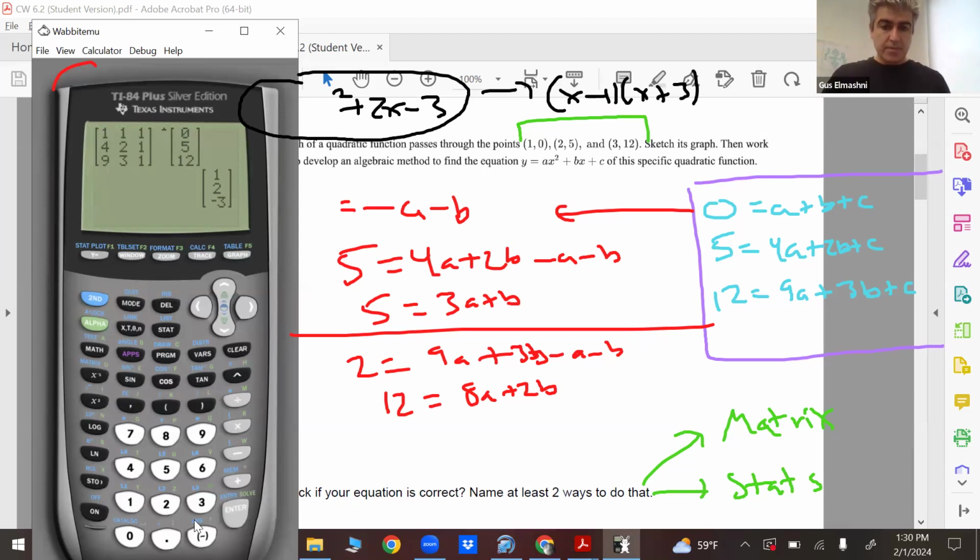Another way you can do it is unique to this problem set, where you give it 3 points. Go to stat and select edit. Let me back up a little bit. Stat, the first option, select edit. You see a bunch of columns here. Let L1 represent X. Let L2 represent Y. And you're going to put in 1, 2, and 3, 0, 5, and 12.